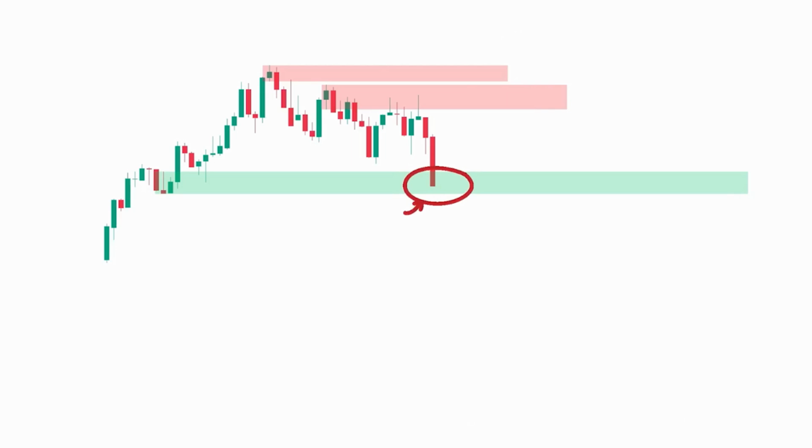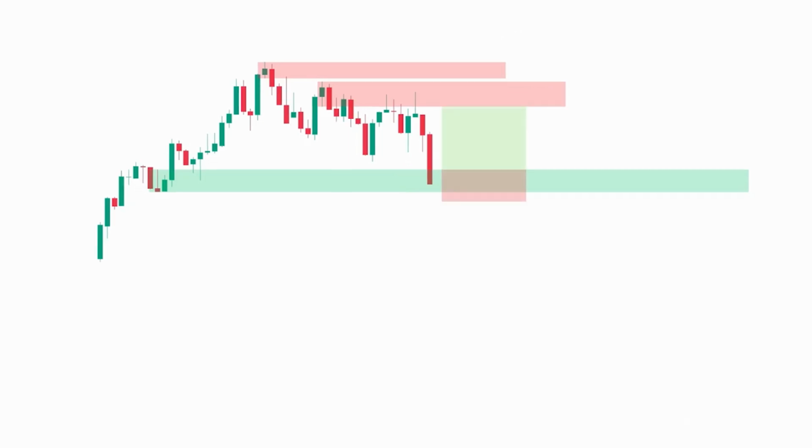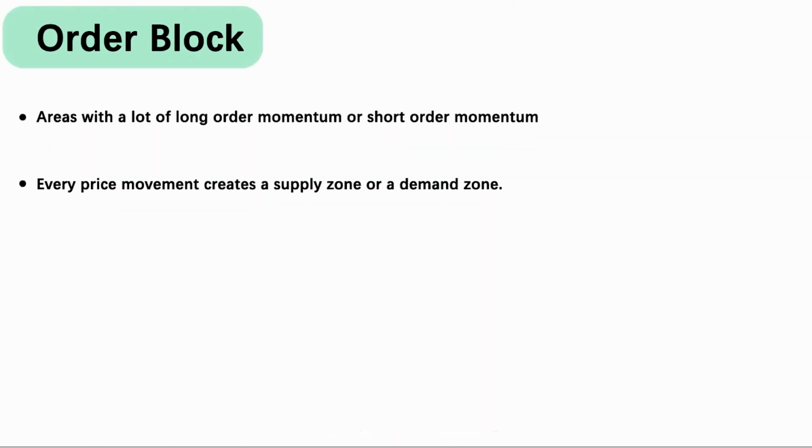The price is likely to rebound upward in this demand area, so we can try to use a small position to intervene and go long in this demand area, or we can wait for the price to decide a certain direction before intervening. The next smart money concept is the order block. The order block, also known as the supply and demand zone, is an area where there is a lot of long order momentum or short order momentum.